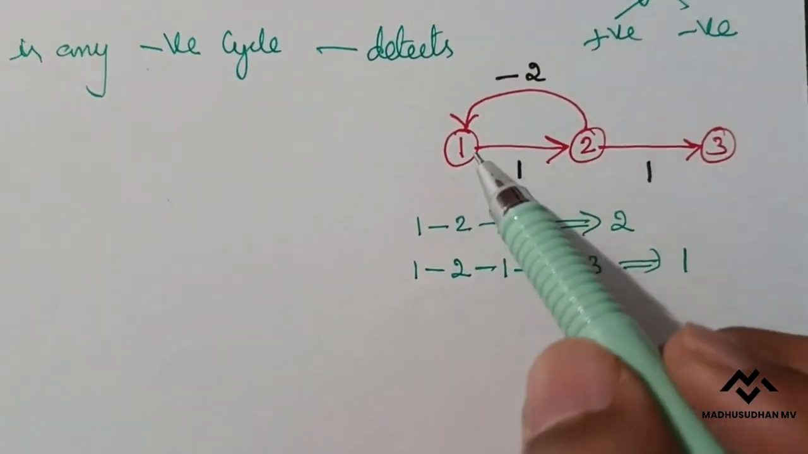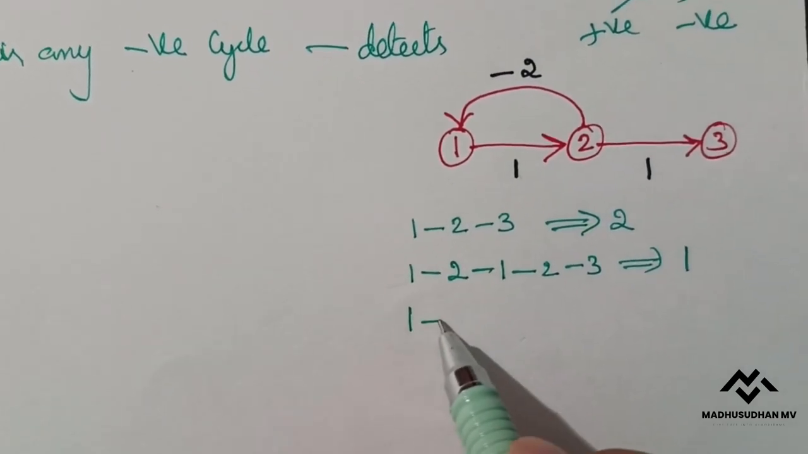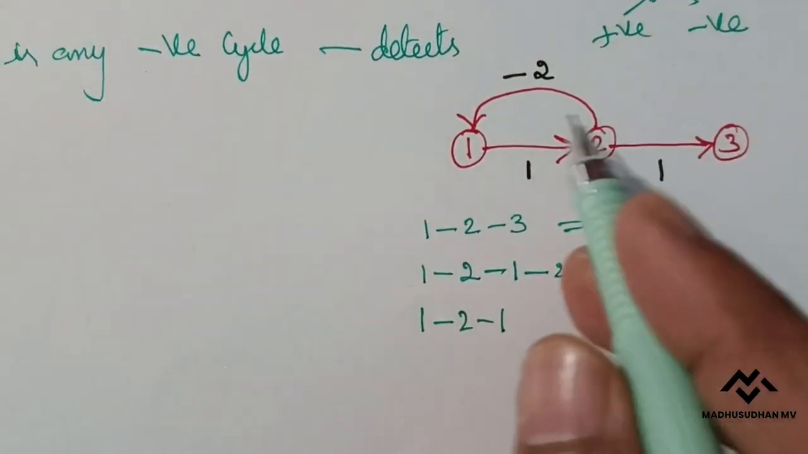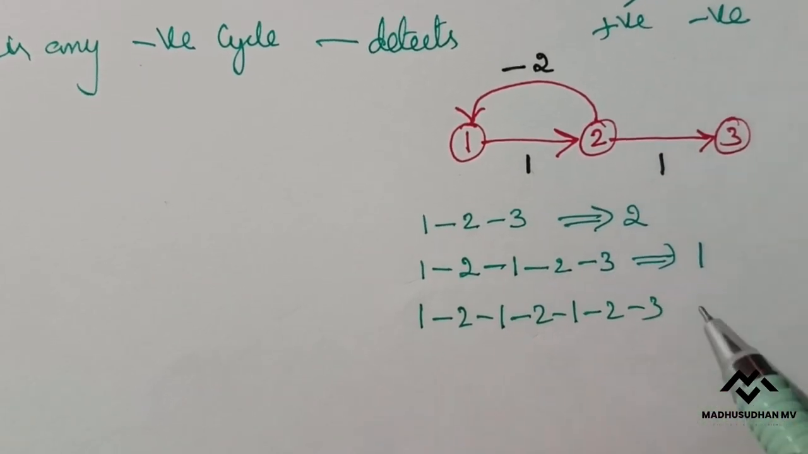Why? Because now I repeated this one. Now repeat one more time. That means now 1 to 2 to 1. One time again come back. Again you come back. Then you move to 3.